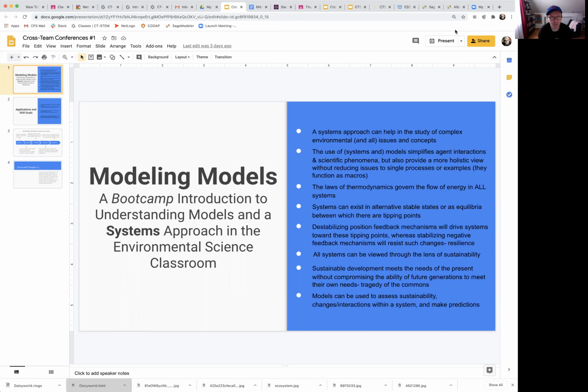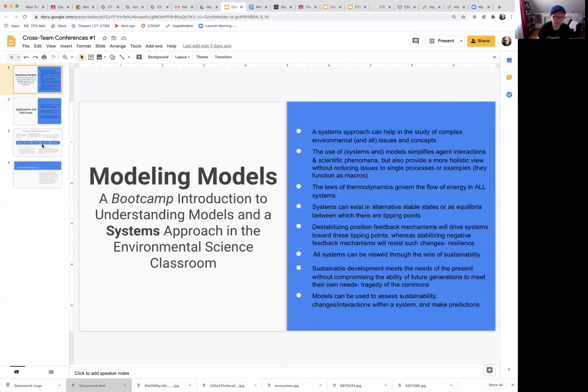But after much agonizing, I decided to do something a little bit different, a little bit more unorthodox. And so I created what we call a boot camp or a primer for our students to engage with as we begin a 2-year course sequence that is particularly revolving around the idea of models and systems, and especially a systems approach to teaching science and learning science.